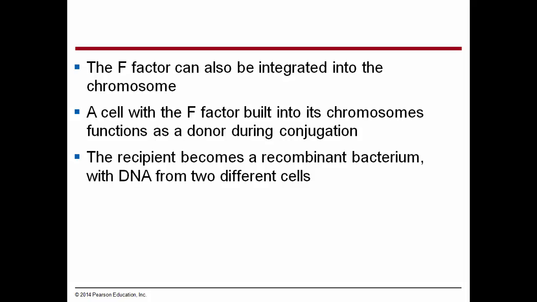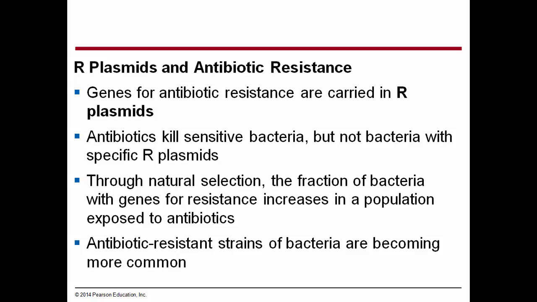A cell with the F factor built into its chromosomes functions as a donor during conjugation. The recipient becomes a recombinant bacterium with DNA from two different cells. If you want some more information on this, check out your textbook on page 469.